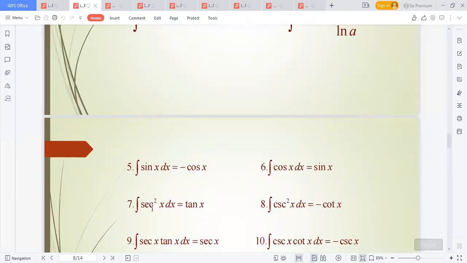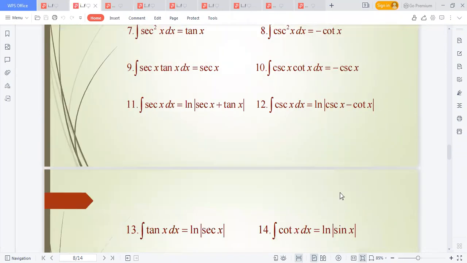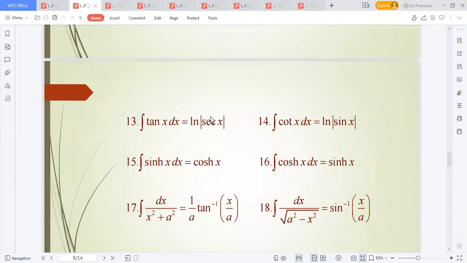And sin x integration will be minus cos x. Cos x will be sin x. Sec square x integration will be tan x, and cosec square x will be minus cot x. Sec x tan x will be sec x, and cosec x cot x will be minus cosec x. Remember it in short form. So sec x integration will be ln sec x plus tan x, and cosec x will be ln cosec x minus cot x. This is the main formula for integration. And tan x will be ln sec x, and cot x will be ln sin x.